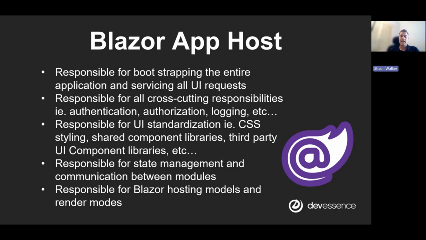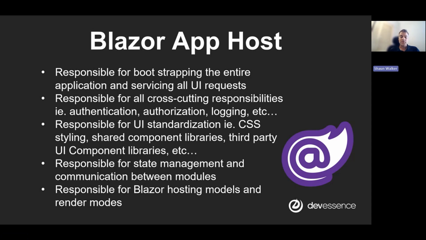So things like authentication, authorization, logging, all of that cross-cutting stuff that you're used to putting in startup will still be there as part of your Blazor app host. It's also responsible for standardizing the UI. So if you want everything to look consistent and behave consistently in your application, then you're going to have to establish some standards at the highest level. So basically, if you're going to use a specific flavor of CSS, maybe Bootstrap or Tailwind or whatever, you establish that in the app host, make that available, make sure that all of the resources are loaded appropriately so that they're available, and then the micro-frontend components can use them.